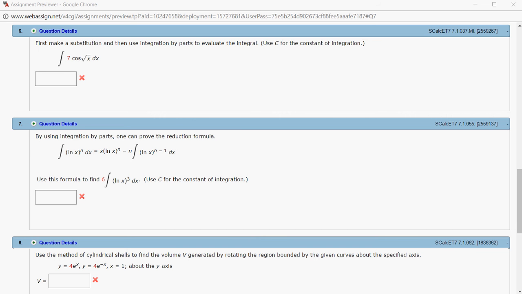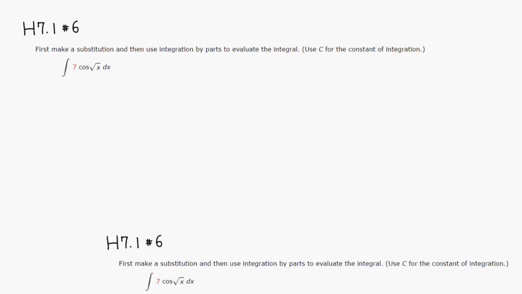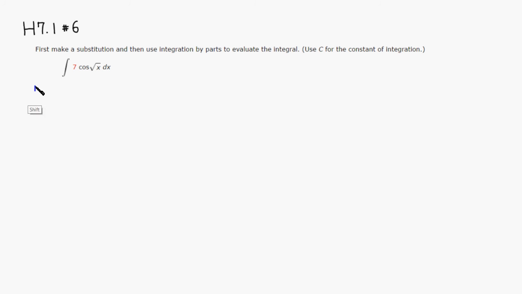Right, let's look at homework 7.1, problem number 6. We're going to use the substitution first, then integration by parts to finish it up. Right, so let's do that. Substitution. We're going to let t be square root of x, which is x to the 1/2 power.